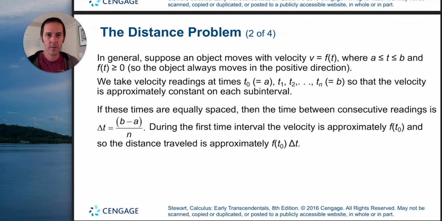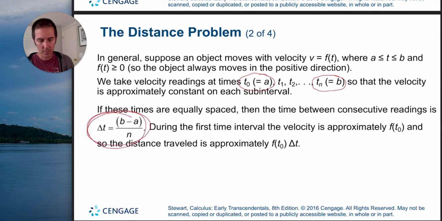Velocity, time is going from A to B. T sub 0 is equal to A. That's your 0th x coordinate, but now it's a t coordinate. Your last t coordinate is B. That's the right-hand end of your interval. We're calling that t sub n. That's your very last t value or x coordinate. Delta x has now become delta t because our horizontal axis is representing time.